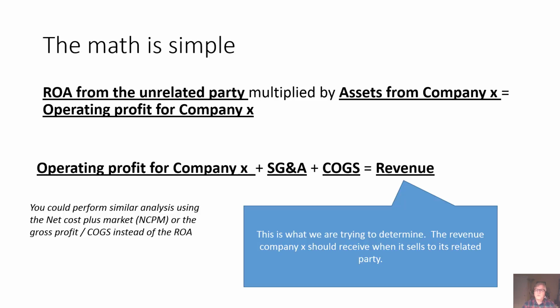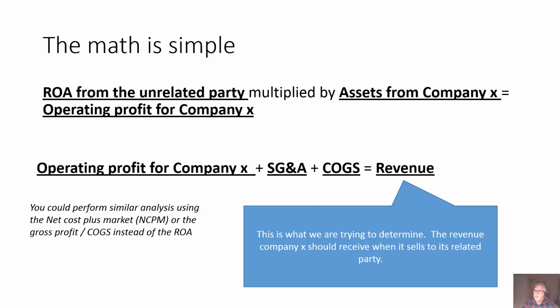There are different ways to approach this problem. And of course, if we were using the gross profit, then we'd want to multiply that times... sorry, if we're going to use the net cost plus markup, then what we'd want to do is say, well, that's the return we should earn on all our costs. Well, we know all our costs. We know the SG&A and the COGS.